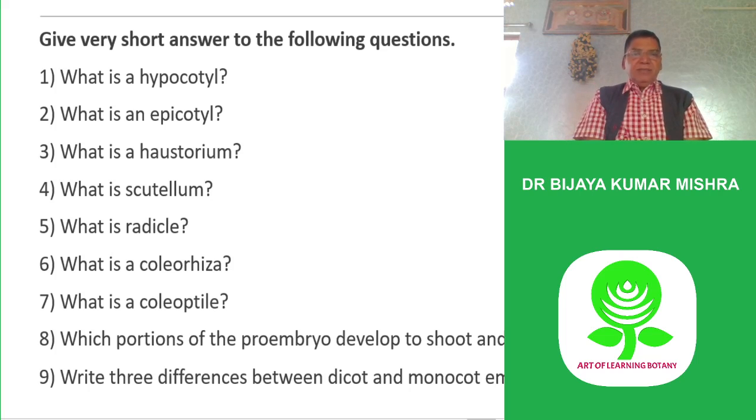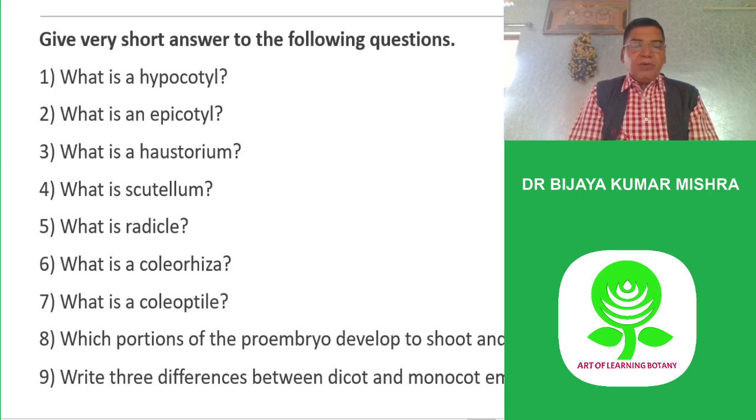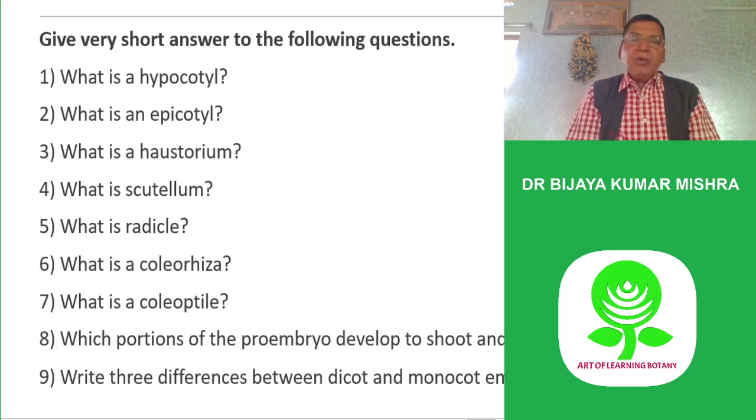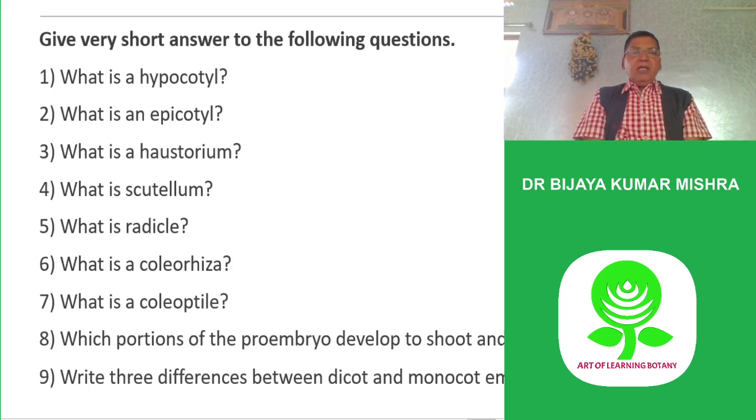What is a radicle? Radicle is the terminal part of the hypocotyle that develops into the root and other root parts. It is covered with coleorhiza in monocots. Now what is a coleorhiza? Coleorhiza is a covering of the radicle in monocots, not found in dicots. What is a coleoptile? Coleoptile is a covering of the plumule in monocots. It is not seen in dicots.